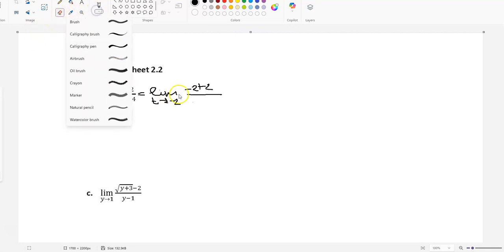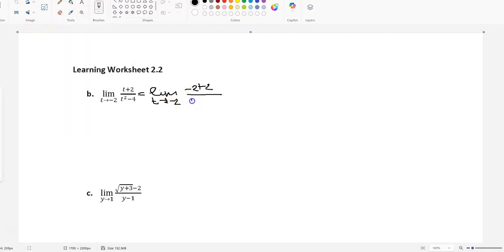So what we see here, we have a limit as t approaches -2 of 0 over 0. What to do next? Usually it occurs when you have a rational expression and you need to work on this rational expression by reducing common factors.